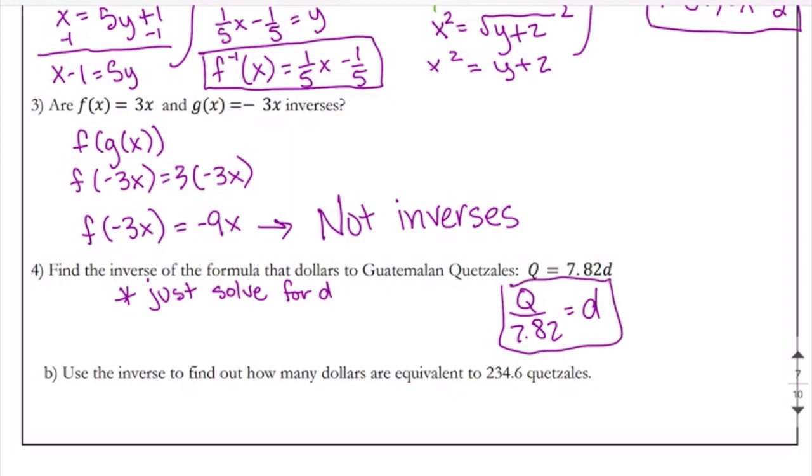And then it says use the inverse to find how many dollars are equivalent to 234.6 quetzales. So we're going to plug in 234.6 divided by 7.82. And we're going to end up with 30. It's dollars, so we're going to label it equals D.